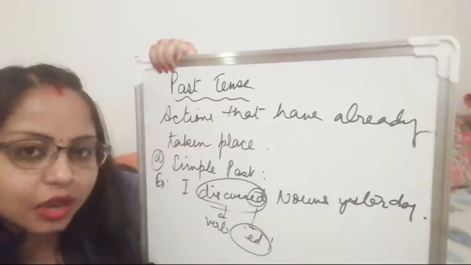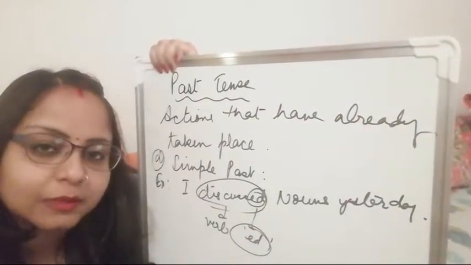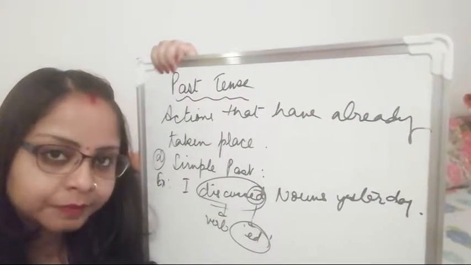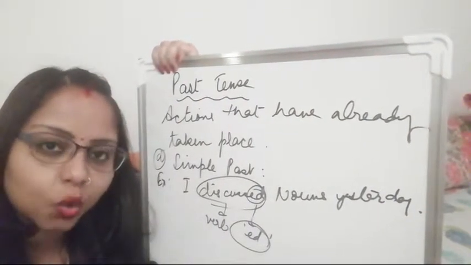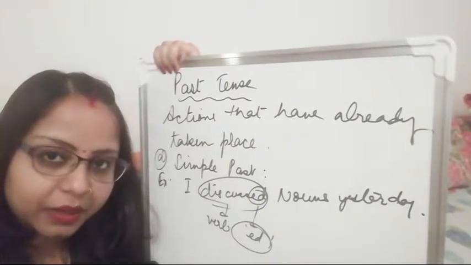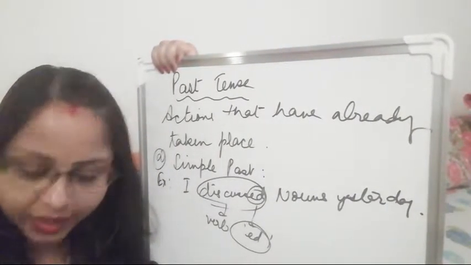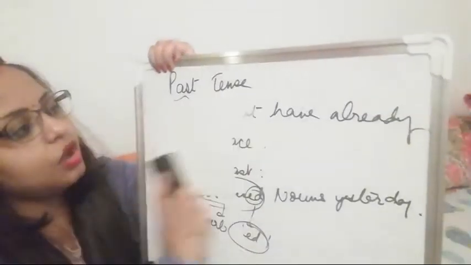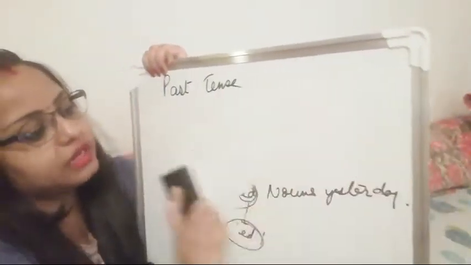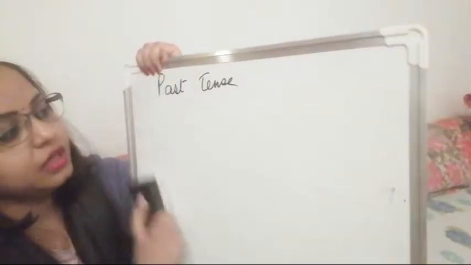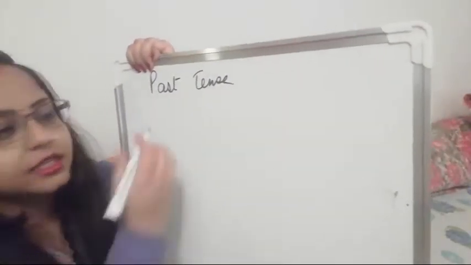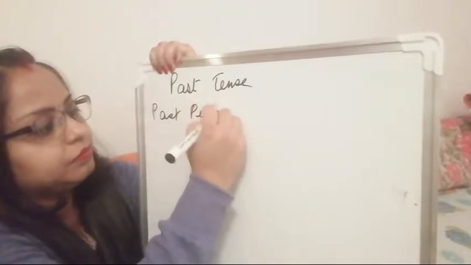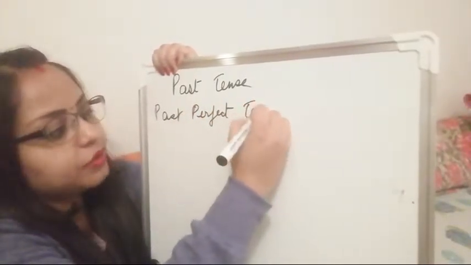So I discussed nouns yesterday. This entire sentence is in past tense because the verb is in past tense, and as I stated earlier, verbs are the only factors that determine the tense of a sentence. Okay? Is that clear? Now we will move on to the next category of past tense, and that is past perfect. Past perfect tense.